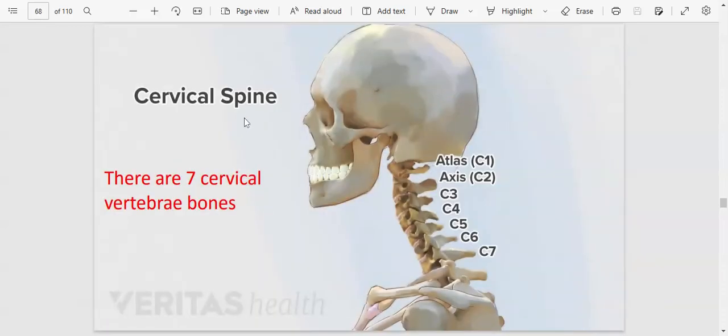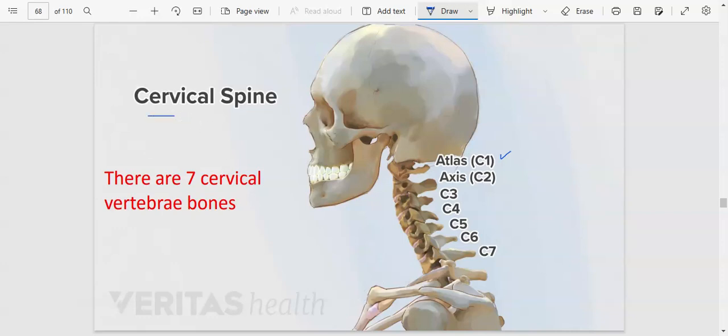Now, the cervical vertebrae, like I said, has 7 bones. There are 7 cervical vertebrae bones. So the first cervical vertebra bone is called the atlas. The second vertebra bone for the cervical is called the axis. And then the other ones you just say C3, C4, C5, C6, and C7. So that's how you name them. So C1 has got the name atlas, C2 has got the name axis. So the C means cervical.